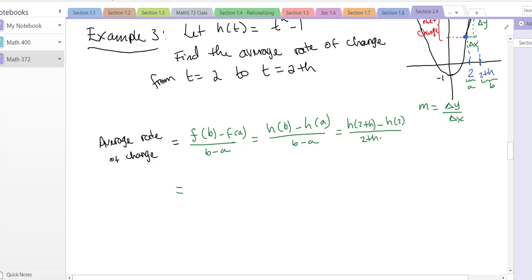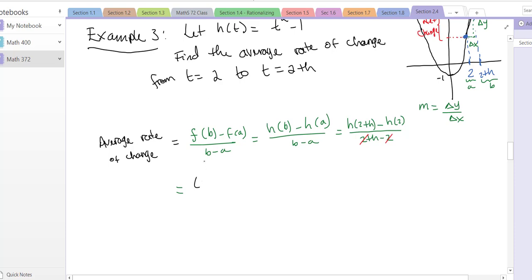So 2 plus h minus 2. Notice that the 2's will cancel, and so we're just left with h. And hopefully this looks familiar, because this is actually what we called before the difference quotient back in section 2.1. So I'm going to have h of 2 plus h, so plug it in.